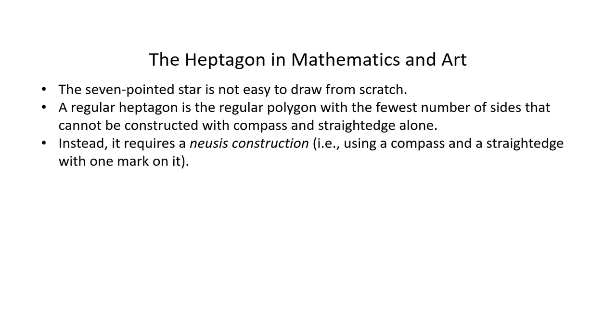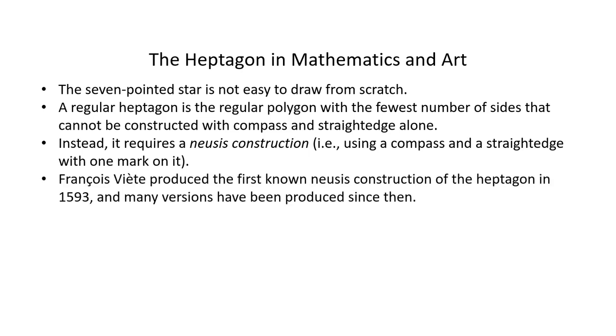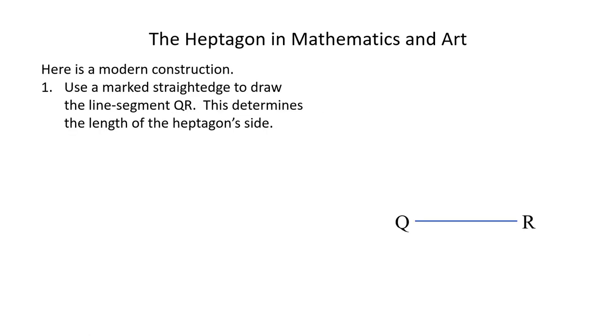Some people would say a noesis construction, but I'll say neusis, using a compass and a straight edge with one mark on it. Francois Viète produced the first known neusis construction of the heptagon in 1593, and many versions have been produced since then. So let's have a look at a modern construction.